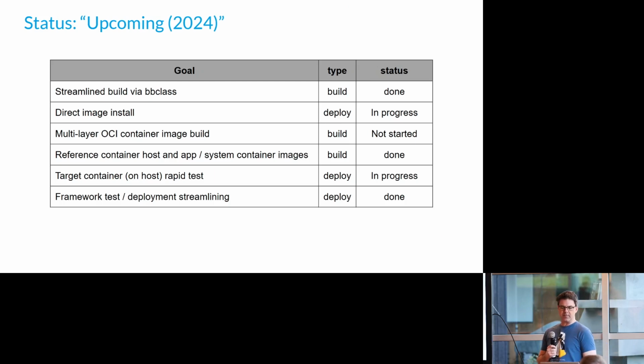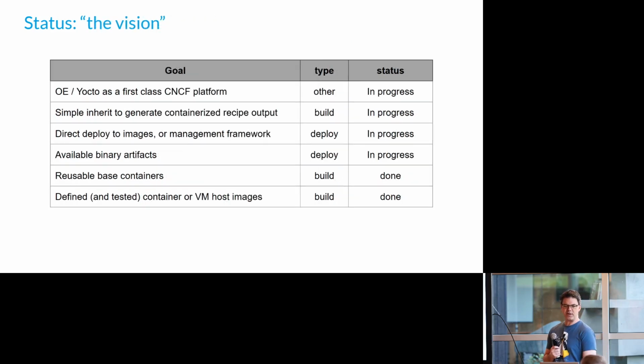Reference container host and app, so that's done. You'll see that's what I'm going to talk about shortly. Target container on host rapid test, not done yet. If your architecture matches, it'd be nice to have a sort of a run QEMU-like interface to just test your container versus having to spin something up and test it. And then framework test, deployment streamlining, I did that by retesting K3S. So I called it done. Again, I don't know. I sort of passed. Maybe I got a C-on that one.